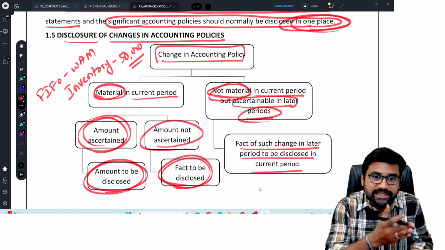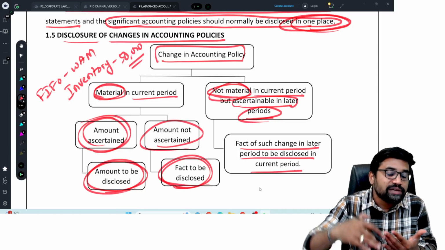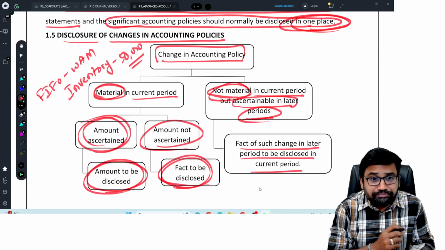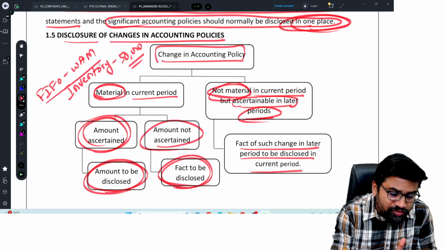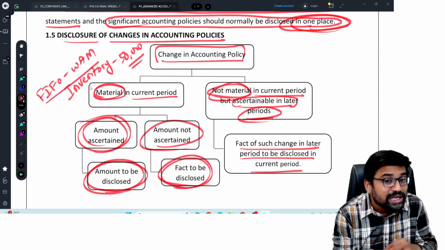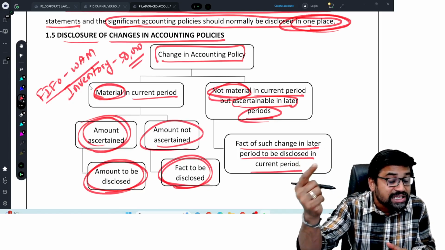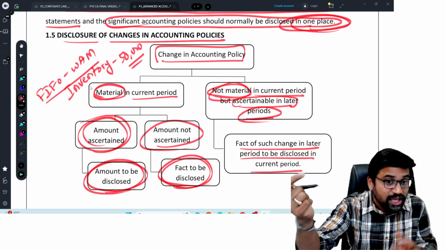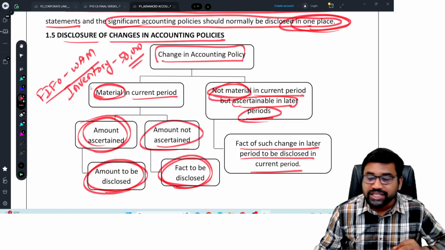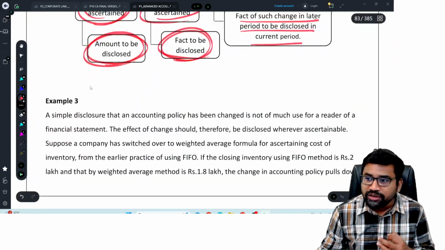Suppose, for example, there is a change in accounting policy which may not be material in the current period, but will affect future accounting. For example, the change in method of inventory valuation from FIFO to weighted average method may not have a material effect on the current year inventory, but definitely it is going to affect our method of valuation of inventory in future periods. If that is the case, then you should disclose the fact that there is a change and that the change is going to affect our inventory valuation for future periods.